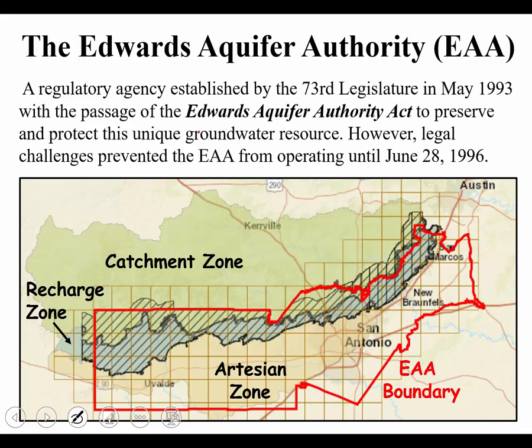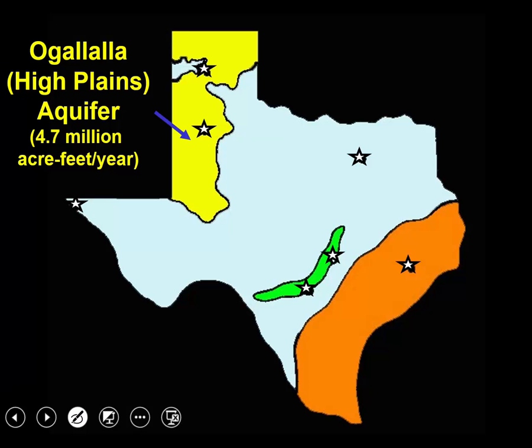Right now, though, they're looking at actually building reservoirs farther down and then pumping the water back up. They say building reservoirs in areas where it rains more and then bringing it back up to San Antonio. So that's the issue that's going on right now in San Antonio and with the Edwards Aquifer.